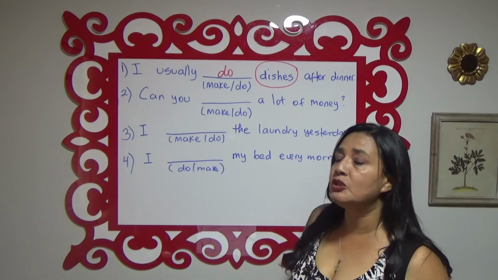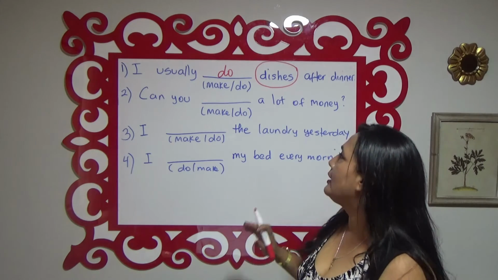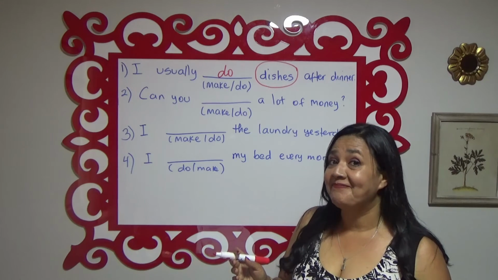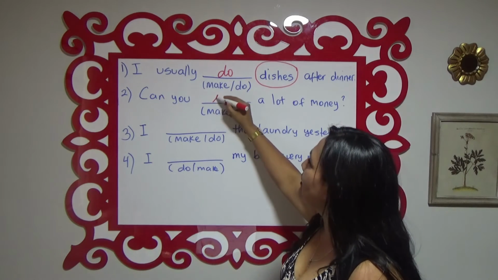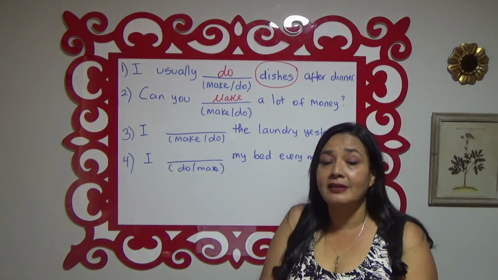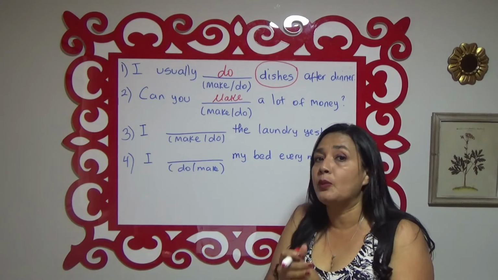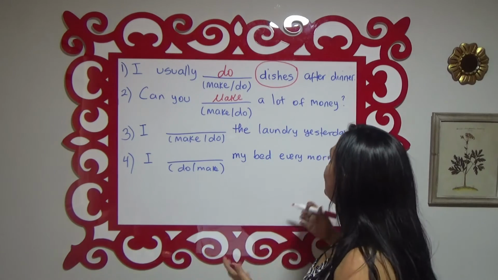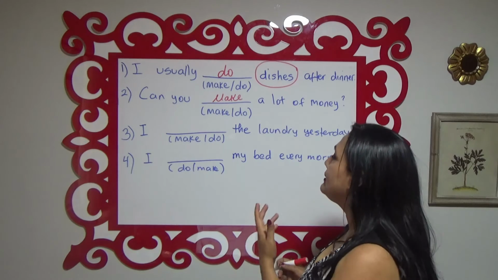Have a look at number 2. Can you make or do a lot of money? That's right. So we use make. Why? Because money is something that we can touch, right? We can have it in our hands, so we can produce it. Can you make a lot of money? Have a look at number 3.